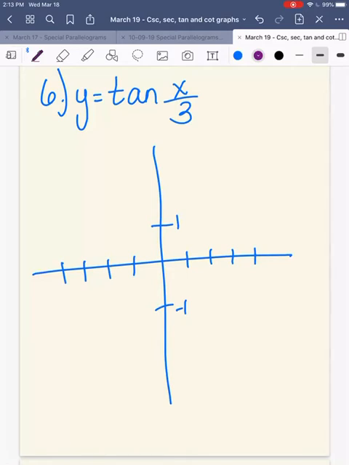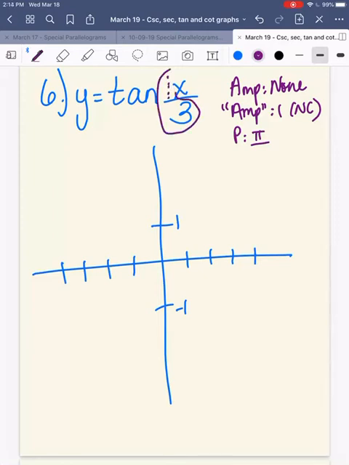All right, so let's look at 6. So tangent, our amplitude is none, but our quote-unquote amplitude is going to be 1, which is no change from the parent function. And then our period is going to be pi over, and then here's that imaginary 1. So we have this 1/3, and then we keep change flip. And so we should have 3 pi. Okay, so 3 pi is going to go here.